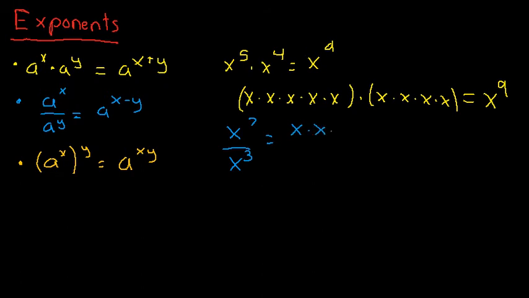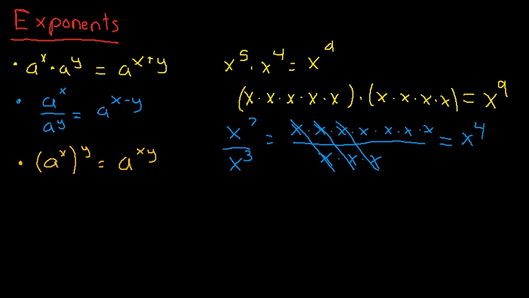x to the seventh is x times x times x times x times x times x times x, 7 x's, over x times x times x. Well, if we're dividing here, we can simply cancel out x's. So this would lead us to x to the fourth.